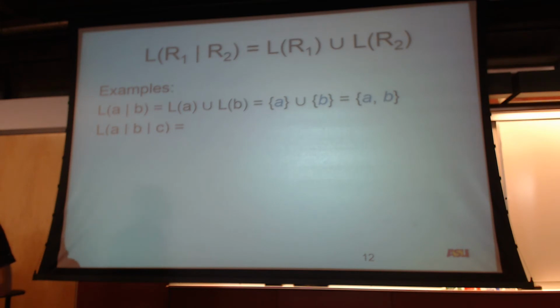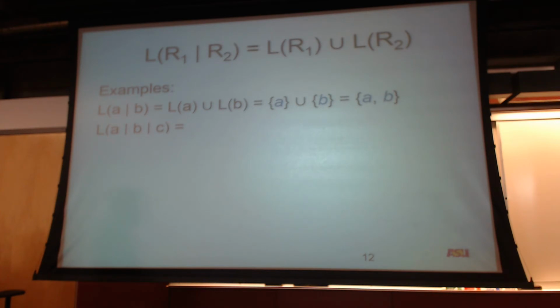You would have LA union LB union LC, which would then be either the set with A, the set with B, or the set with C, which would then ultimately be a set with A, B, C. Yes, correct. But if you think like that, then it might lead you to problems.